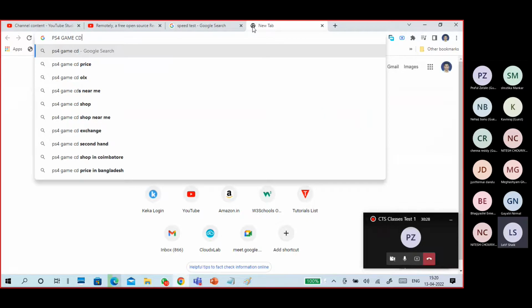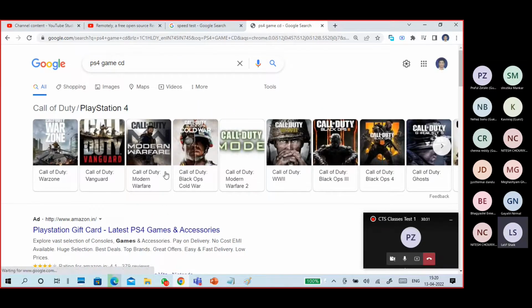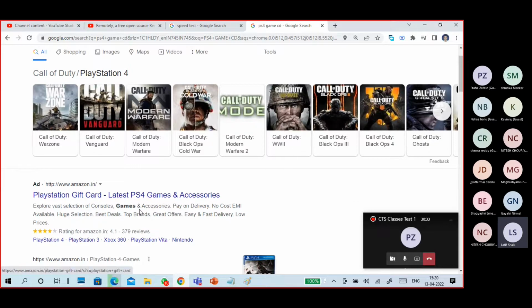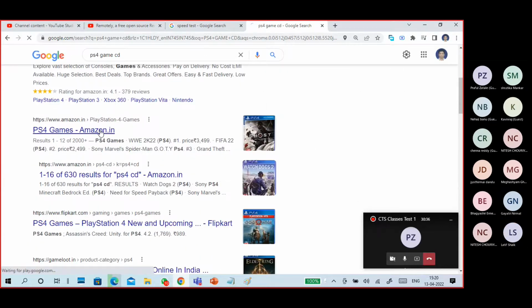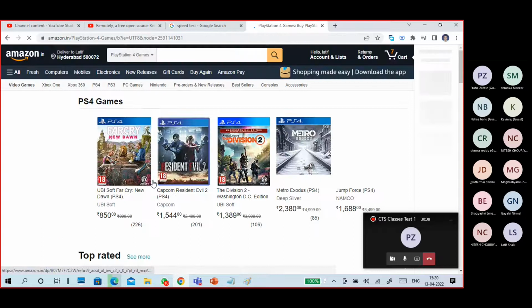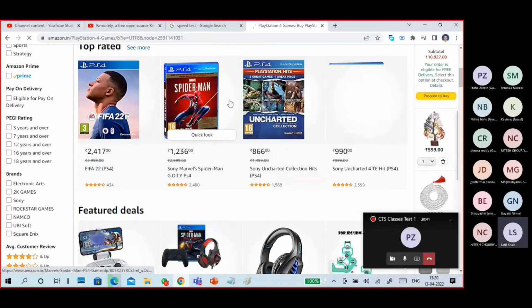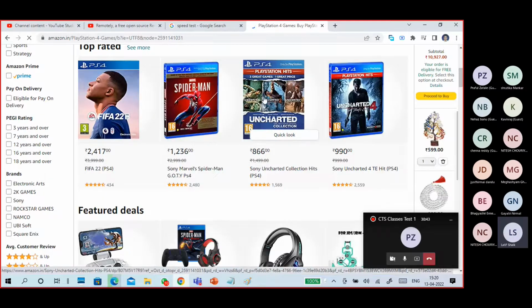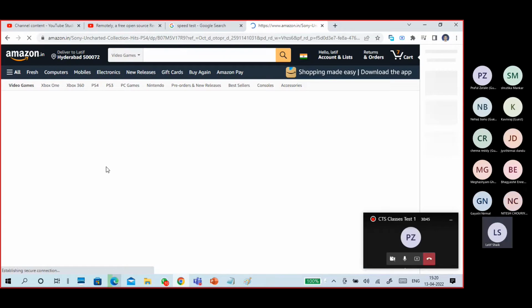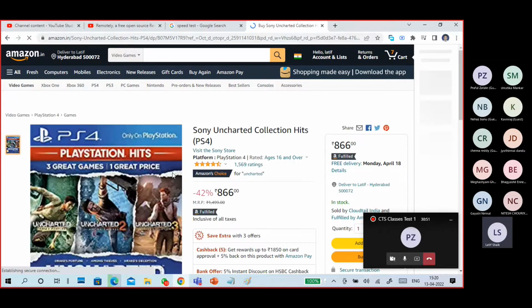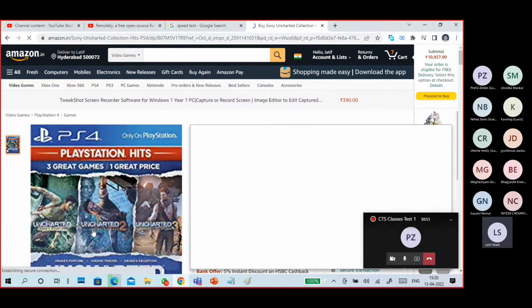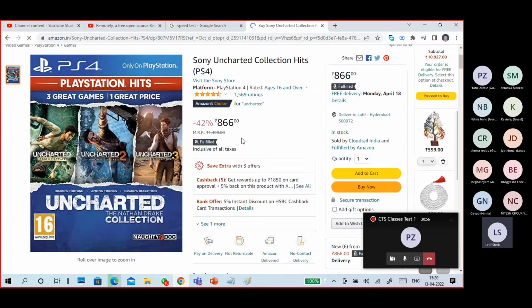Game CD. Like if you want to buy a game CD, for example on Amazon.in, these are different games. So for example, you want to buy this game. You will get the game in the form of a CD only. The CD is a Blu-ray disc. I'm saying CD just normally, but the size of the data is large.